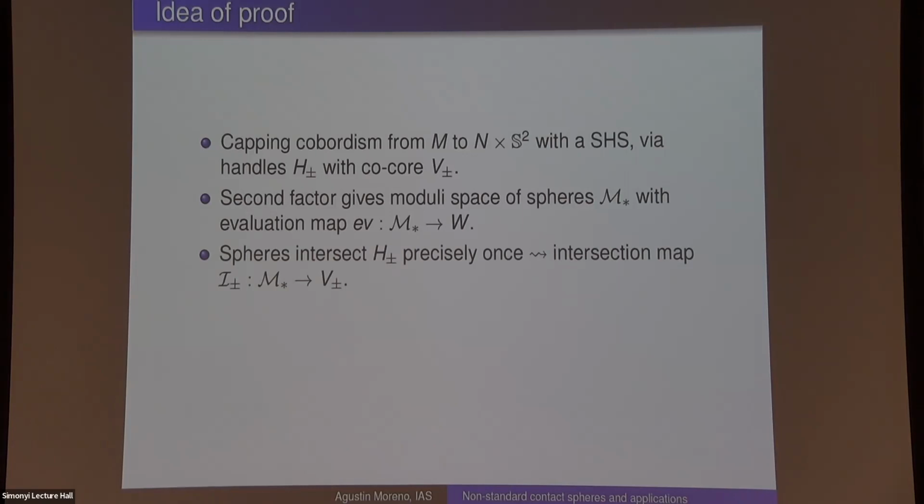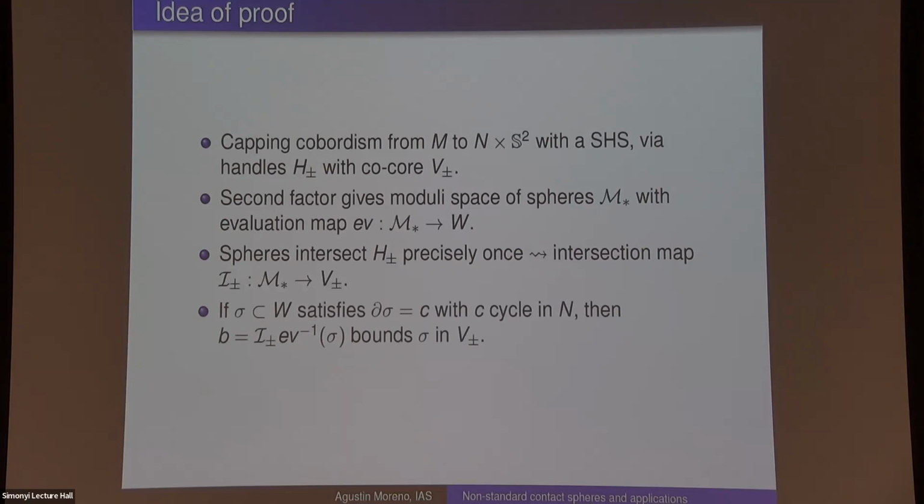And by construction, spheres intersect the co-cores of the handles precisely once, so you have an associated intersection map. So for each point in the moduli space, you associate its intersection with the co-cores. And then you just conclude as follows. If a cycle in the filling bounds a cycle coming from the dividing set, then you pull it back under the evaluation map to the moduli space, and then you push it forwards under the intersection maps to the co-cores. This gives you a cycle that bounds sigma in the V plus and V minus. So if it dies in the filling, it dies already in V plus and V minus.